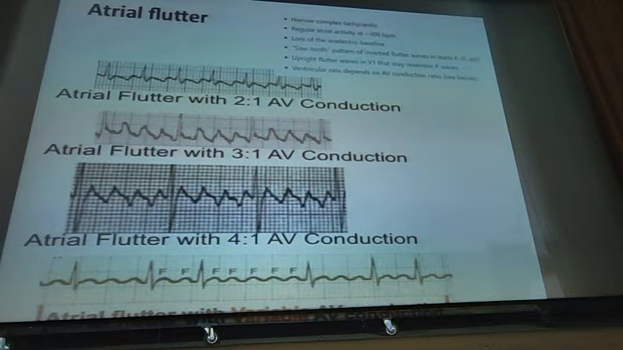It is also a tachycardia. The rhythm is rapid. It is regular, not irregular like AF. AF is irregular, but here the rhythm is regular. So we have regular fluttering waves.